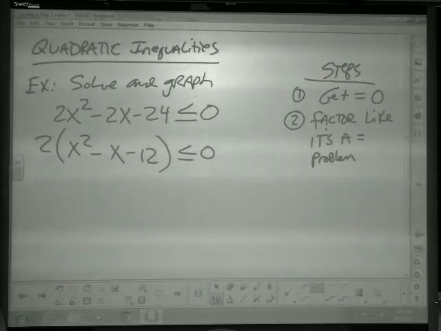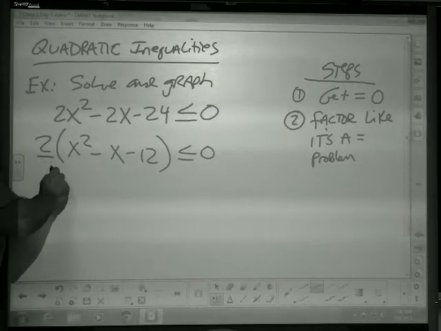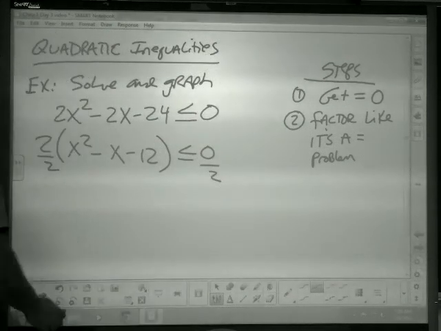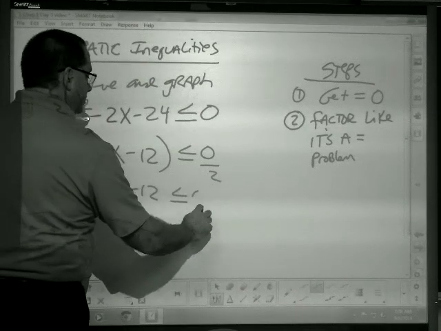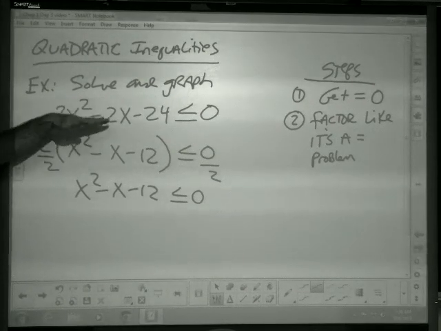Okay? Take out a 2. I'm going to divide both sides by 2. Just get rid of that. So I have x squared minus x minus 12 less than or equal to 0. Made my life a lot easier.